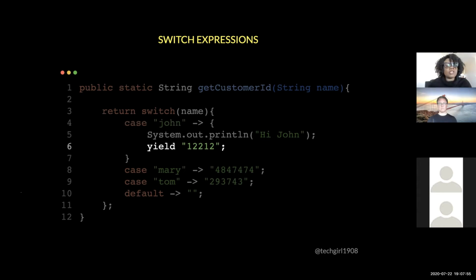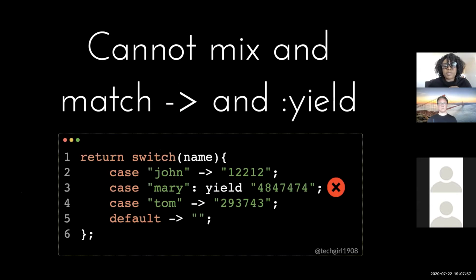All right, so let's talk about some rules. So you'll need to use the arrows or the colon yield. You can't use both. So line 3 would give you a compilation error because it's a different kind of case. You can use yield with the arrows, but only in events like the last one where you're using the curly braces to execute a block of code, multiple statements within the case.